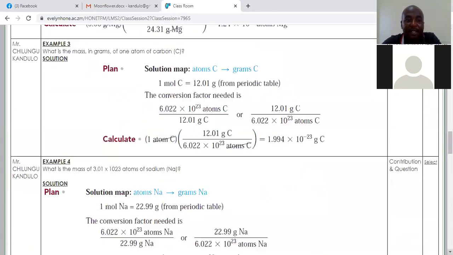Next, what is the mass in grams of 1 atom of carbon? The molar mass for carbon from the periodic table is 12.01 grams. It depends on what periodic table you're using. I've told you, don't beat yourself up. Students want to find a fault, but just know that there are different molar masses depending on where you are getting your periodic table from.